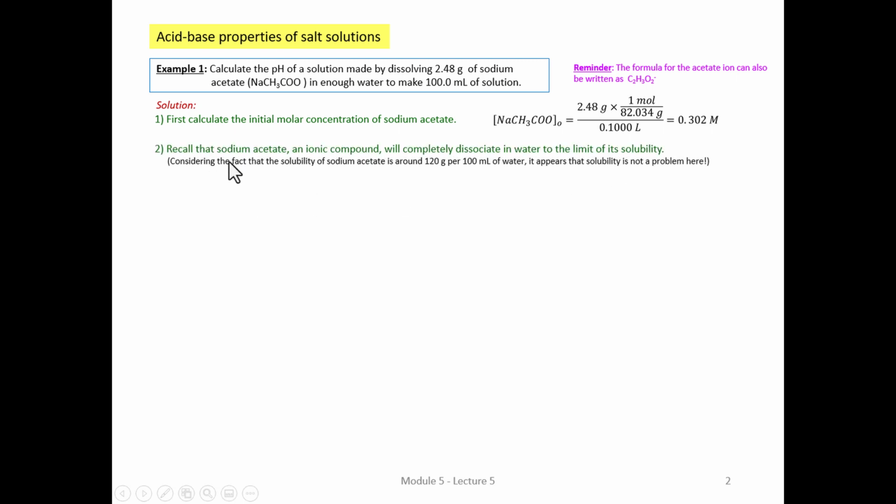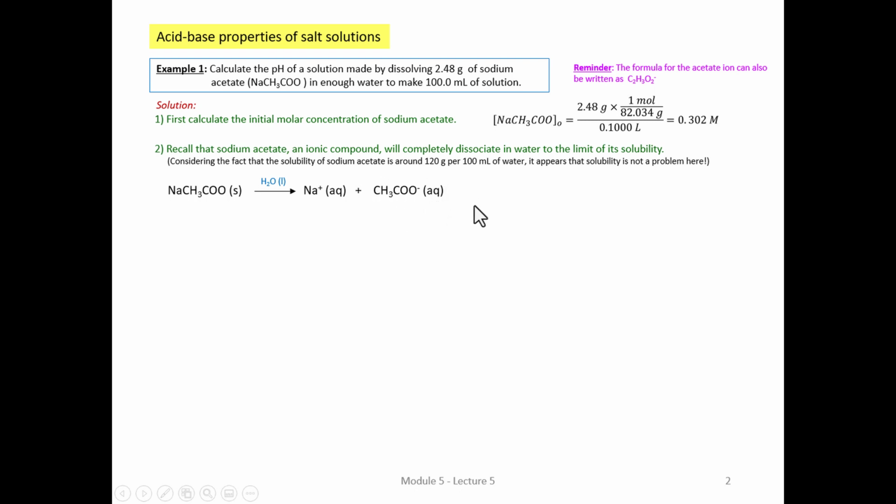You want to recall that sodium acetate, which is an ionic compound, will completely dissociate in water to the limit of its solubility. Considering the fact that the solubility of sodium acetate is around 120 grams per 100 milliliters of water, it's ridiculously soluble in water. It appears that solubility is not a problem here. So I'm going to write this expression. You take solid sodium acetate in water and you get sodium ions and acetate ions.